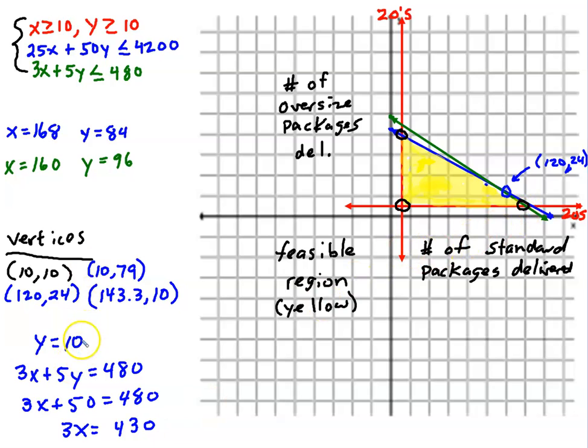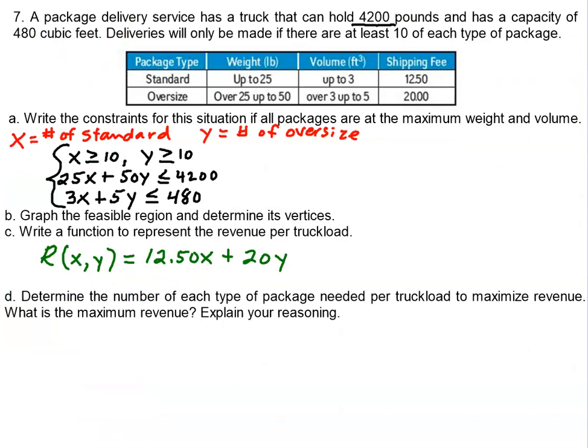Okay, now we're just about ready to identify our final answer. So I'm going to go back to the previous slide where we have our revenue function, and we're just going to take these ordered pairs. I think you know what to do from here. You're going to plug each of those vertices. There's 4 of them, and the objective of this is to determine how many of each type of package delivered would maximize revenue. So we're looking just for the ordered pair that gives us the highest number, and then we need to tell what that number is.